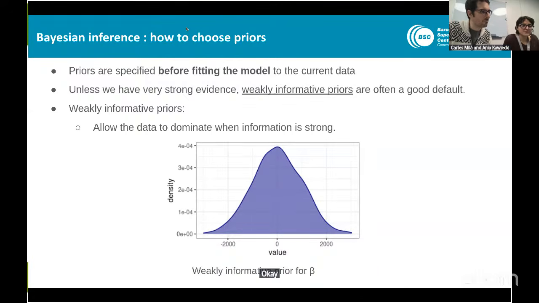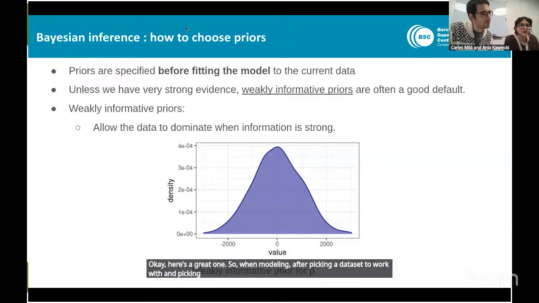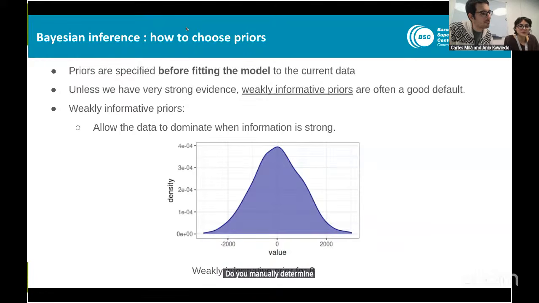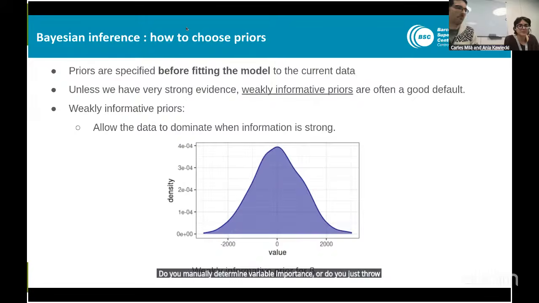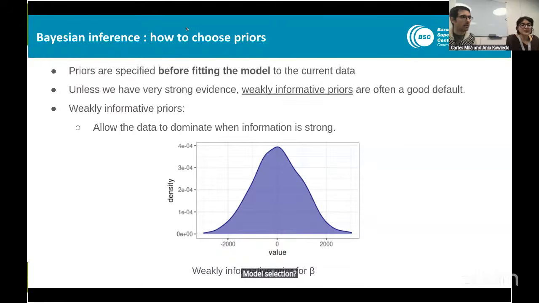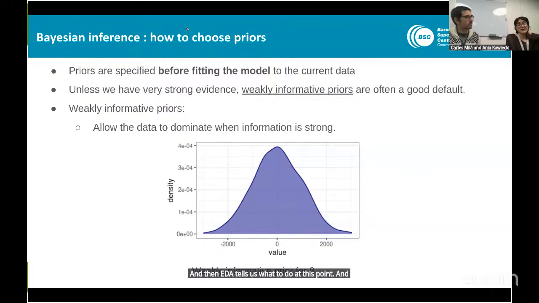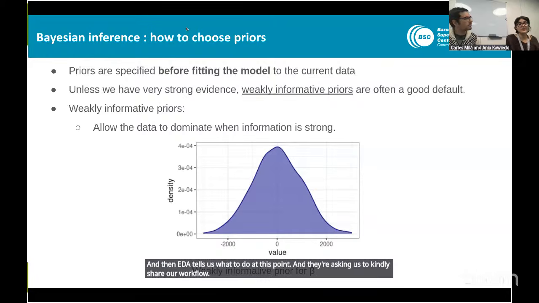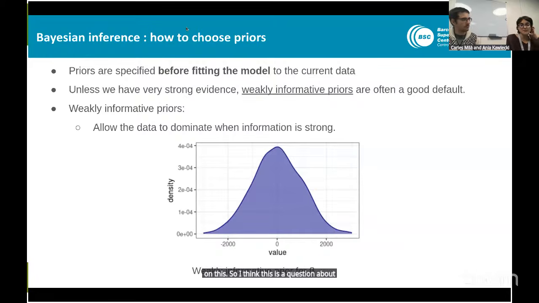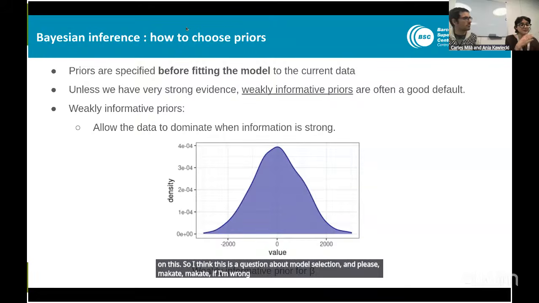Okay, here's a great one. When modeling, after picking a data set to work with and picking a response variable, do you manually determine variable importance, or do you just throw in all the variables and train the models? So I think this is a question about model selection. Yeah, we have touched upon that. If there's a follow-up, or whether CHAP performs variable importance, and then EDA tells us what to do at this point. They're asking us to kindly share our workflow on this. So I think this is a question about model selection, and please, if I'm wrong about that, speak up or correct me.